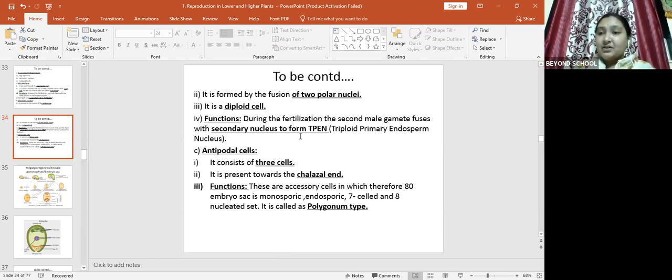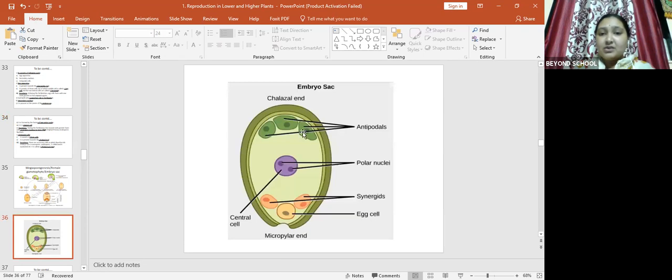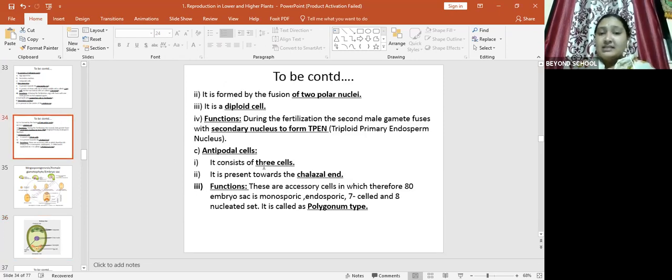So in this way, the proper formation and proper utilization of the male gametes has been done, and both the diploid zygote and TPEN play a major role during the double fertilization activity. Therefore, the third type of major cell is the antipodal cell. The antipodal cell you can see over here is present near the chalazal pole, that is, near the chalazal end. This antipodal cell consists of three cells, which are present near the chalazal end.